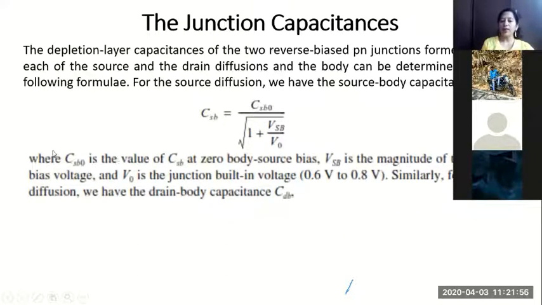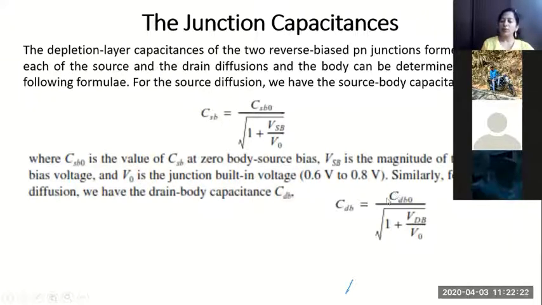Similarly, as I told you, CSB0 is the value of capacitance at zero body source bias. VSB is the amount of reverse bias applied. V0 is the junction built-in voltage, 0.6 to 0.8. Similar to this, we have CDB. Both are similar. You can look at both the equations. It's easy to remember. Both are similar in derivation.